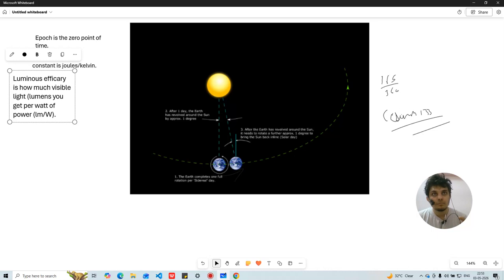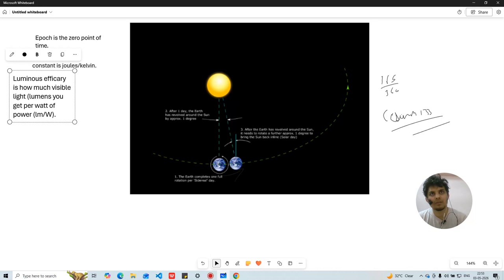So 1 millisecond is equal to 300 kilometers, 1 microsecond is 300 meters, and in 1 nanosecond the light travels 0.3 meter. Time of day. In 1 second, it's 3 times 10 to the power 8.